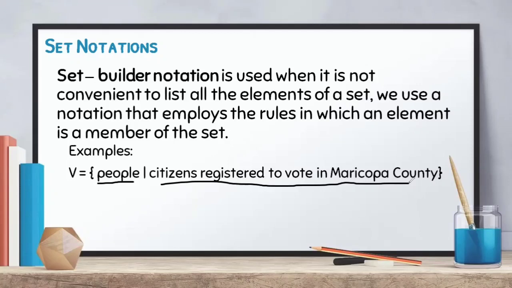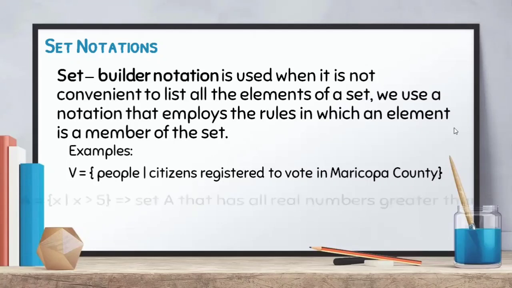It is not about people who are not able to register, but only those citizens that were able to register to vote in Maricopa County. And by the way, this symbol here is read as "such that." All right? Okay. So another example.